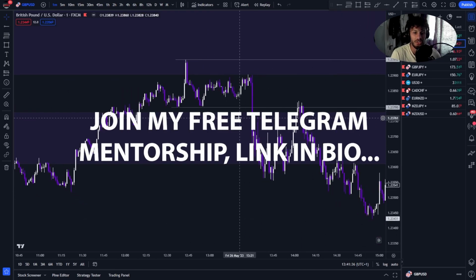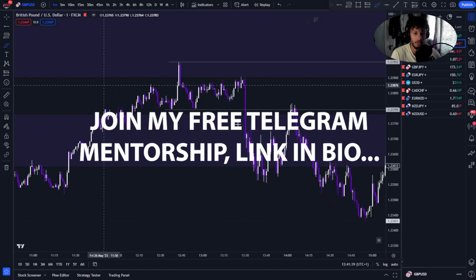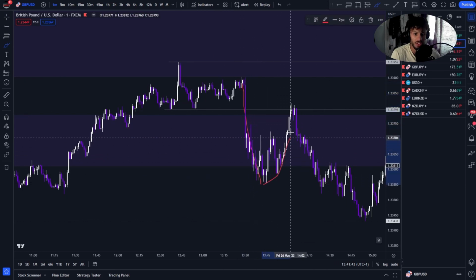So after this, I wait for a simple break. As you can see, I got the break right here. And then I look to retest this low. And essentially, this is the zone. This is the area where I look to short. Okay, this is where I look to short my trade.